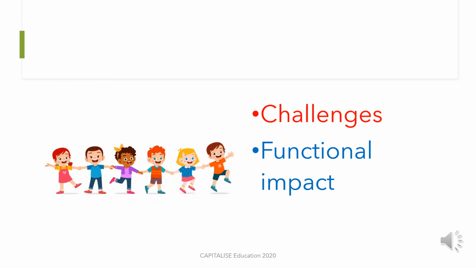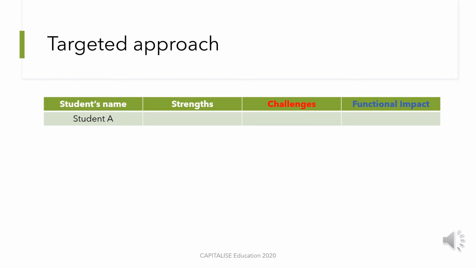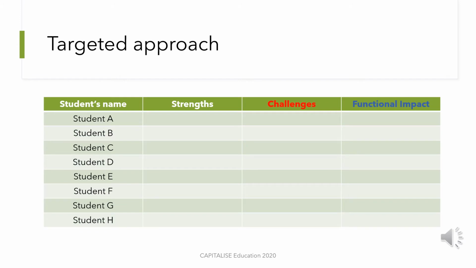To achieve this, classroom teachers need to identify all of the challenges experienced by the students in their classroom. For some students, these challenges will have a functional impact on their access to the learning process. This approach needs to be strategic, where the teacher starts with one student and identifies the strengths and challenges for that student and any potential functional impact. The classroom teacher then follows this process for all students in the classroom.